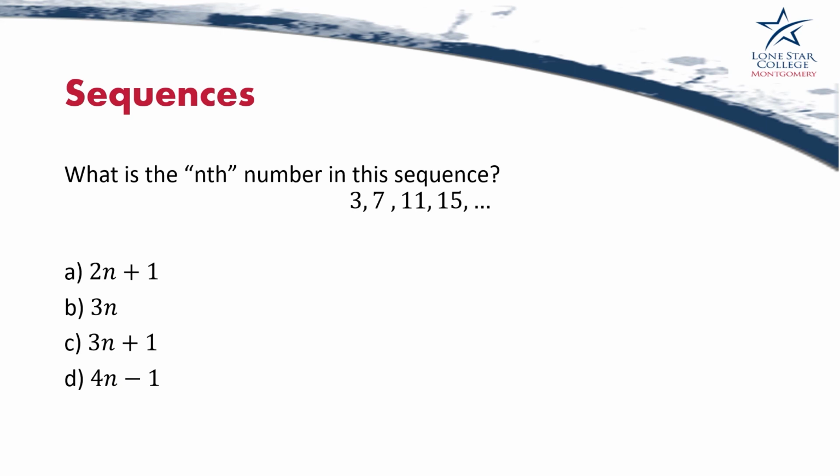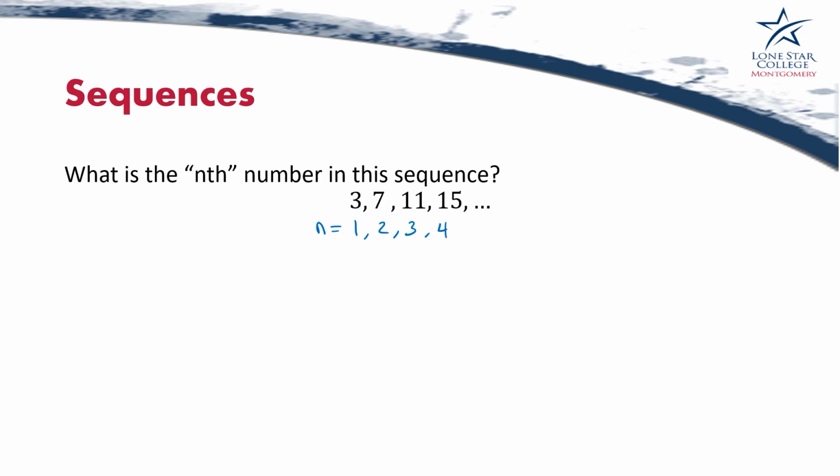Okay, now we move on to sequences. So the question is saying, what is the nth number in the sequence? So our sequence is 3, 7, 11, 15. So when we're working with sequences, we have to understand what it means, right? So when we're saying 3, 7, 11, 15, that basically tells us that the first number in our sequence is 3, our second number is 7, our third number is 11, and our fourth number is 15. And dot, dot, dot, it goes on forever, with basically what is the nth number.